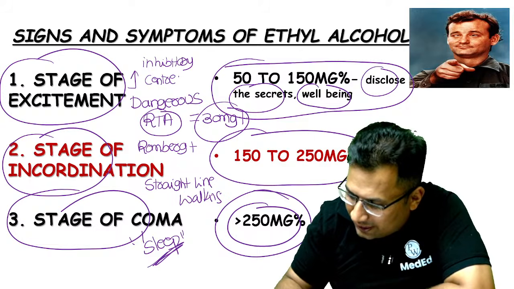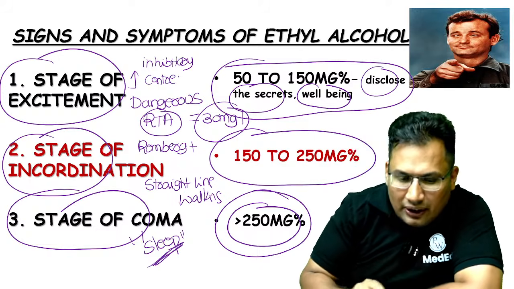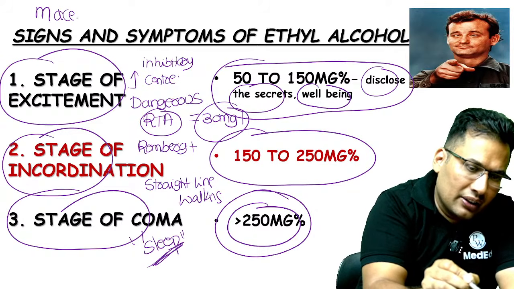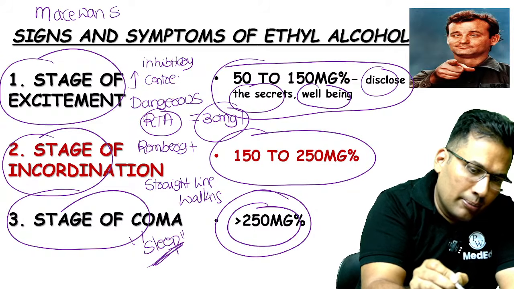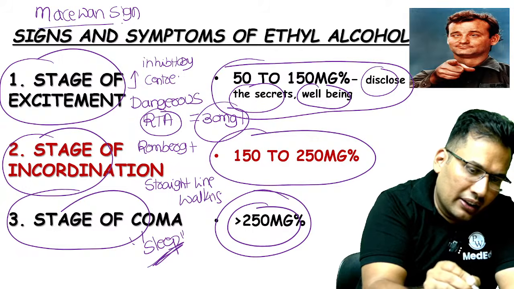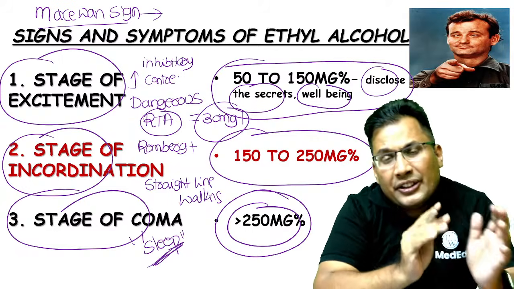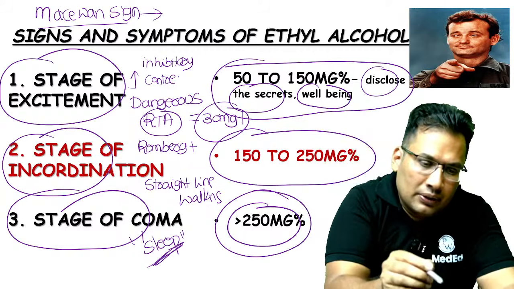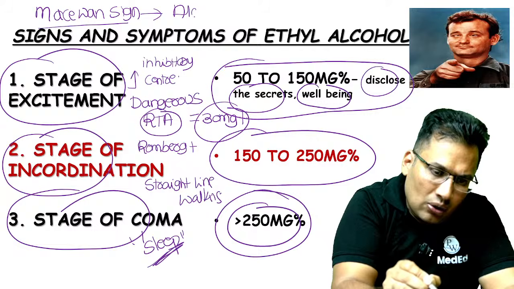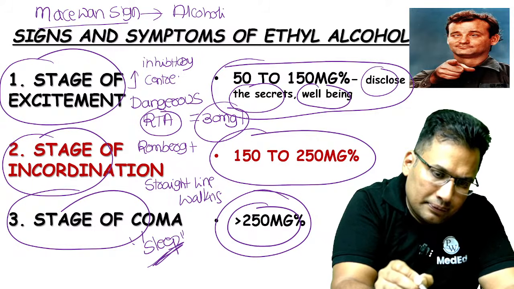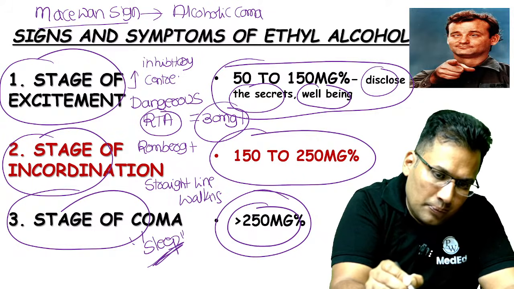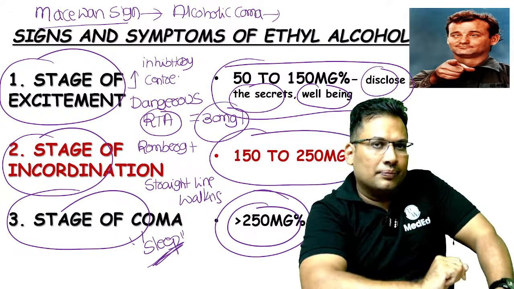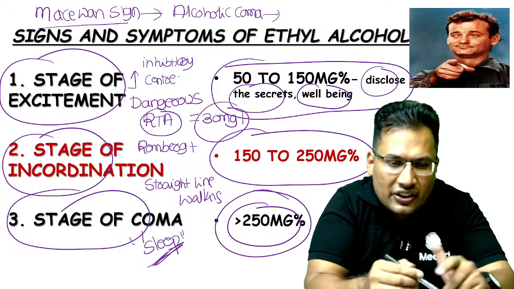Tanya Sharma is very good answer. Chalo, next comes Messivan sign. What is Messivan sign? Messivan sign is basically to diagnose alcoholic coma. Very interesting sign, alcoholic coma. So in alcoholic coma, pupil is constricted. Try to understand, pupil is constricted.